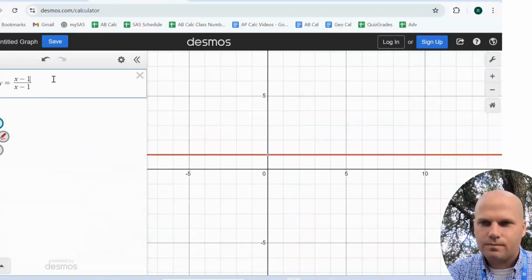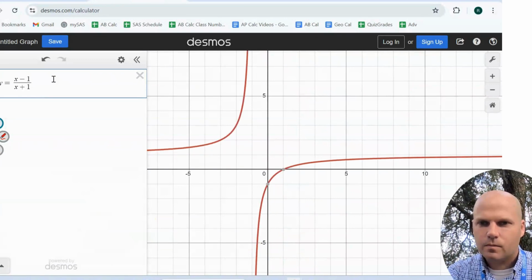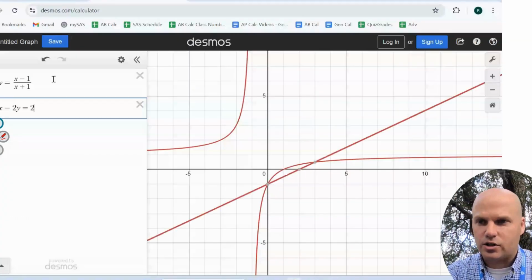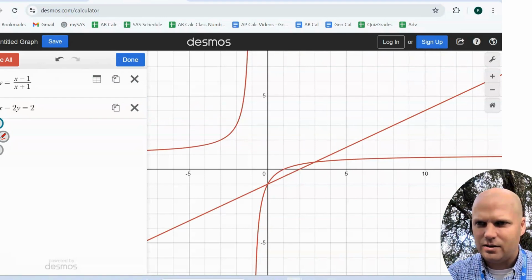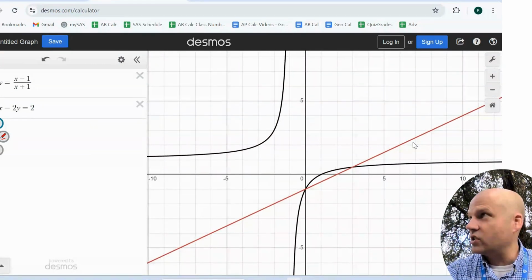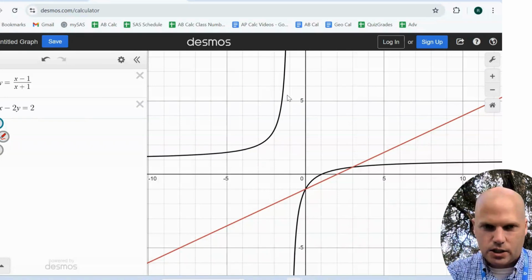X minus 1, x plus 1. Great. X minus 2y equals 2 is just a random equation. Let's change that color. Now, give me equations that are tangent to this and parallel to this.